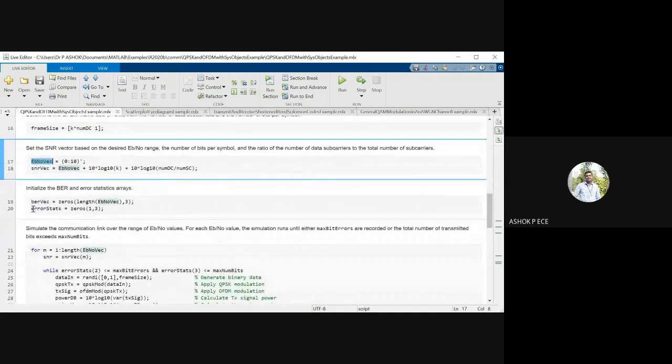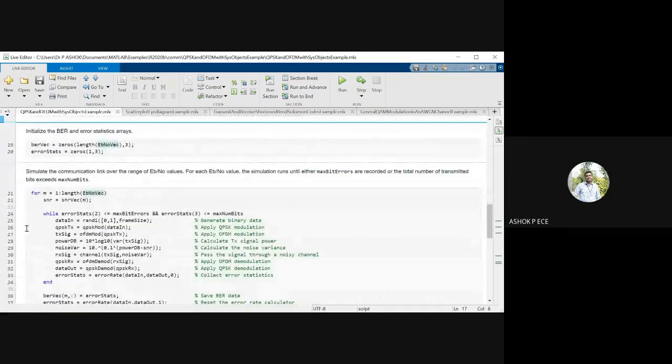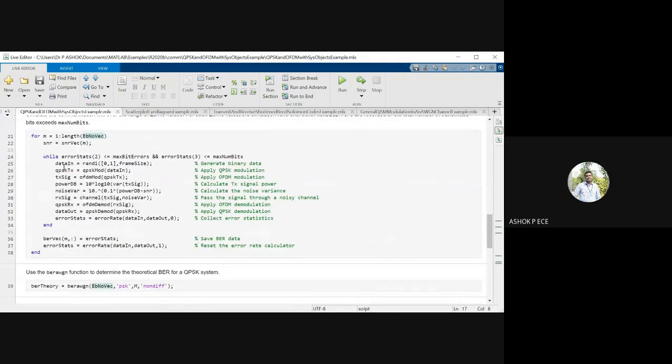Then you find the error status and then you run the code for every Eb/N0. For one till however many Eb/N0 values there are, run the code, transmit. See here, I am generating random data, I am modulating with QPSK, I am modulating with OFDM, I am calculating the power, I am sending it.